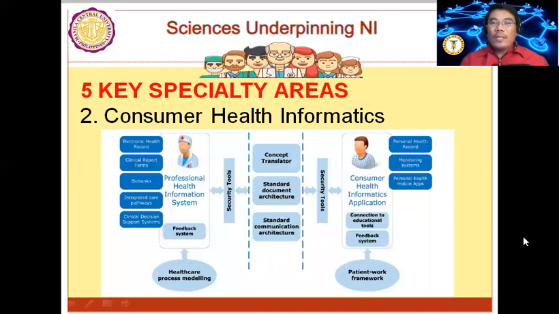So let us now proceed with number two. Number two is all about consumer health informatics. In consumer health informatics, this entails how the organization will effectively and efficiently disseminate health information. A while ago, we identified the use of e-health and m-health. E-health is electronic health. M-health is mobile health.